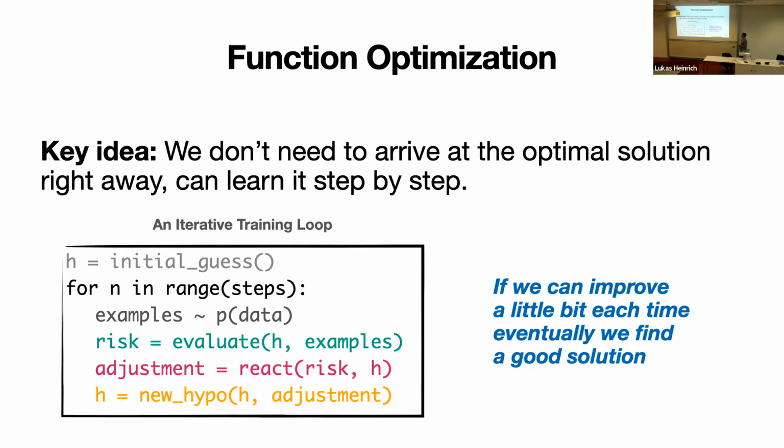And so in the last lecture we had this idea of an iterative training loop. You have some initial guess, you just get dropped into this landscape of possible solutions, and now you start improving step by step. You say, okay, maybe I give myself 10,000 steps, and then I improve 10,000 times, and you find some good solution. So you get your examples, you evaluate your risk, and then you figure out, is there a nice way to adjust my hypothesis to get to a slightly better solution?